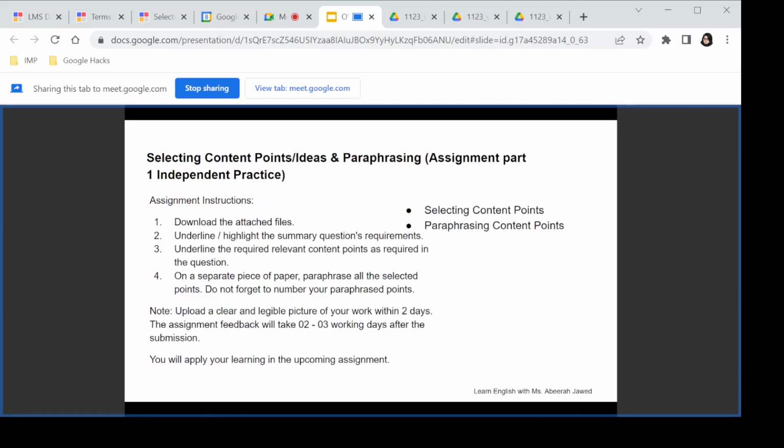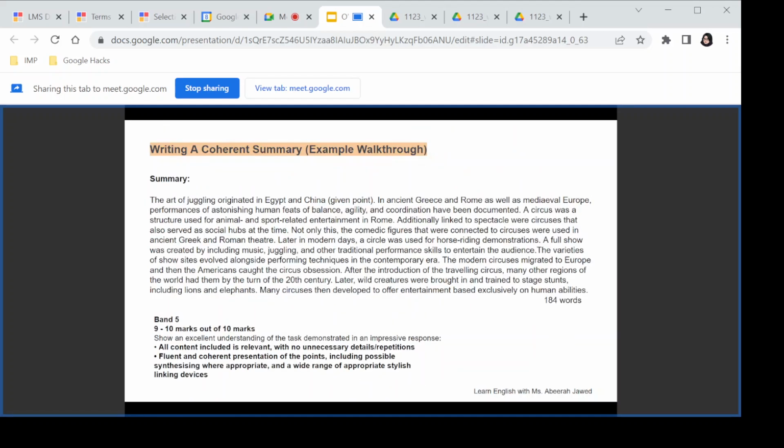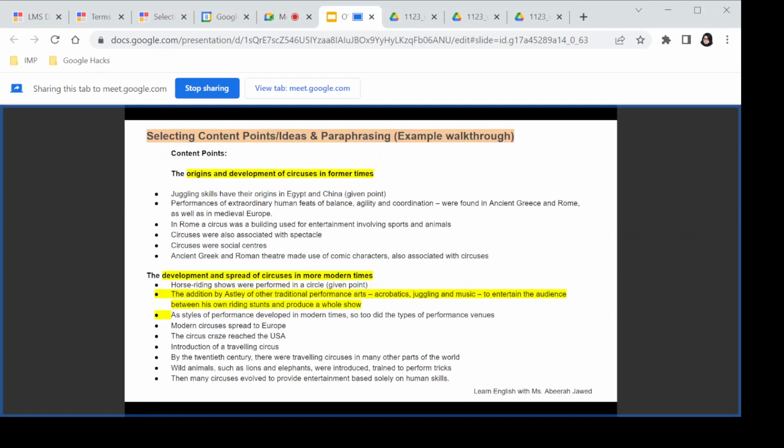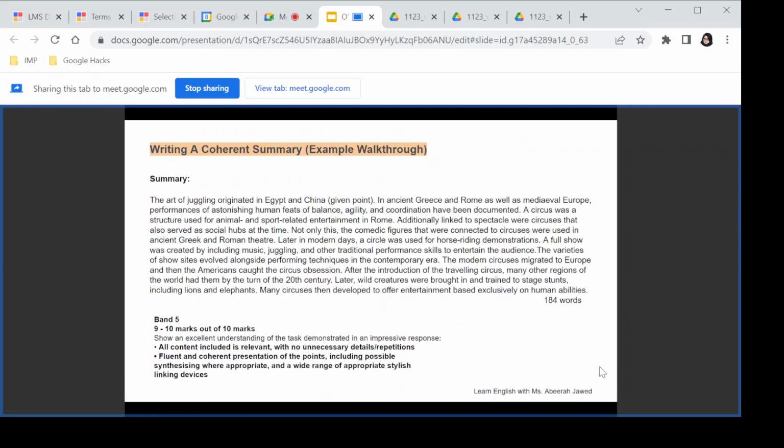Okay, let me go to this part now. All right. So here I have listed down the points as I selected them. Let us take a look at the solved examples. I think this will be better. It will show you the changes where changes have been made.